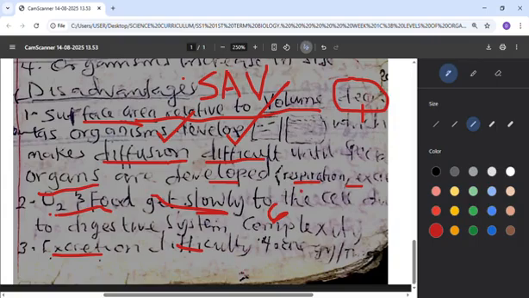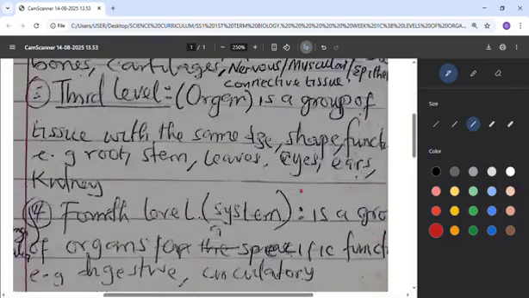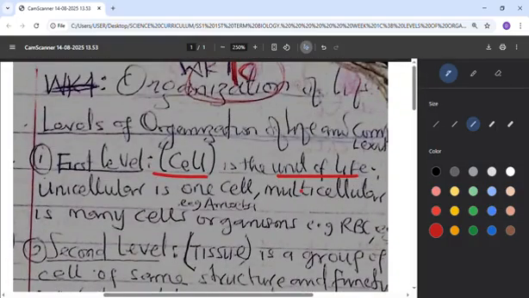So today we have looked at the levels of organization of life and the complexity.